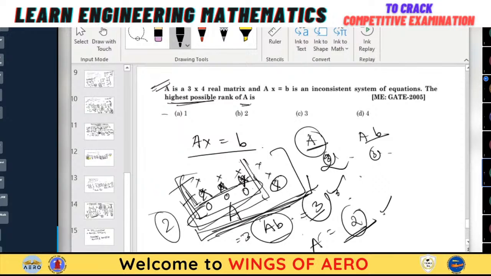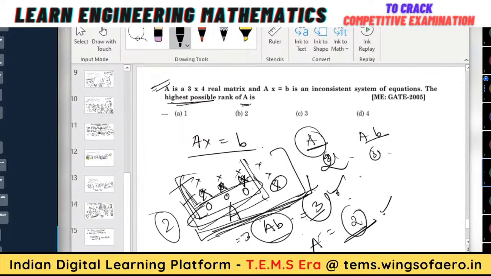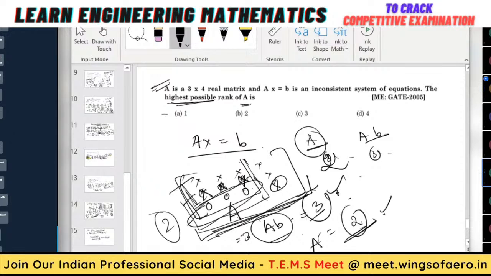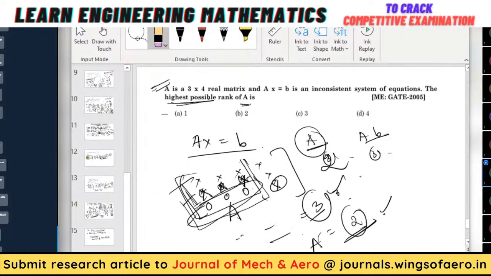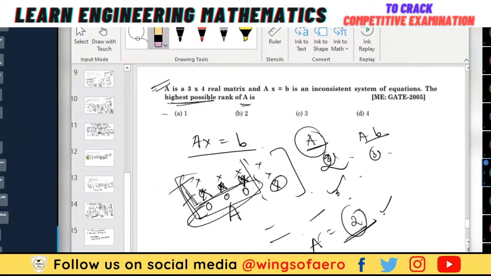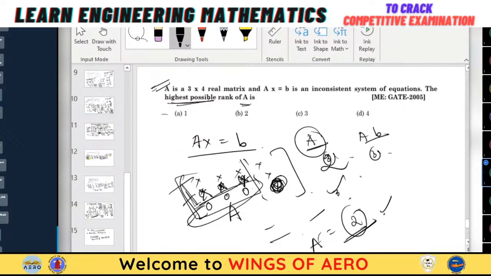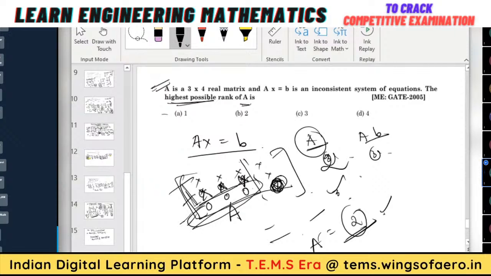Sir, is it possible that the rank of AB becomes 2 and the rank of A becomes 3? Then the system will also be inconsistent. How is it possible? It is actually not possible, because look at this. If I say this is 0, and this is 0, then the ranks will be equal. This is 2 and this is 2. So the system again becomes a consistent system.